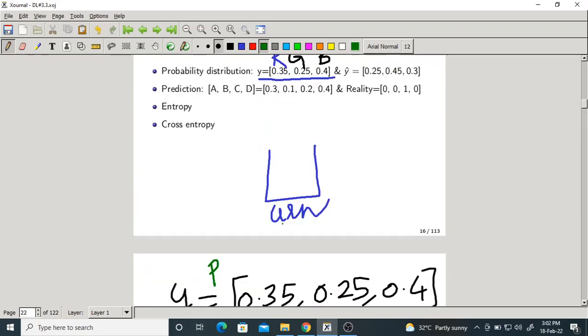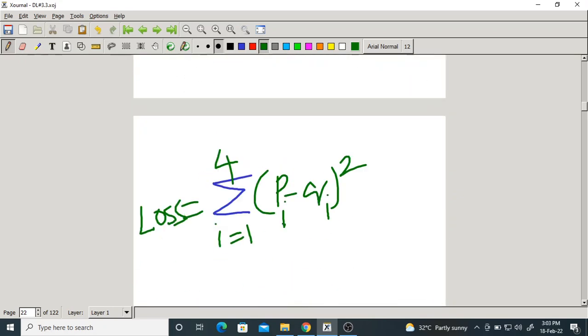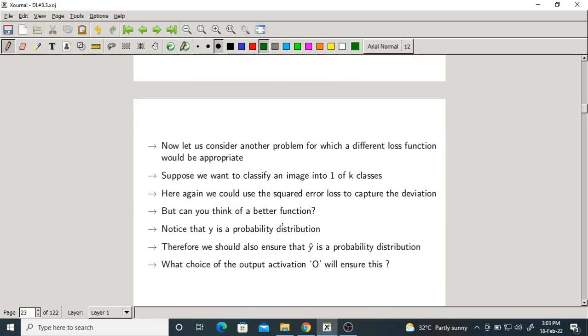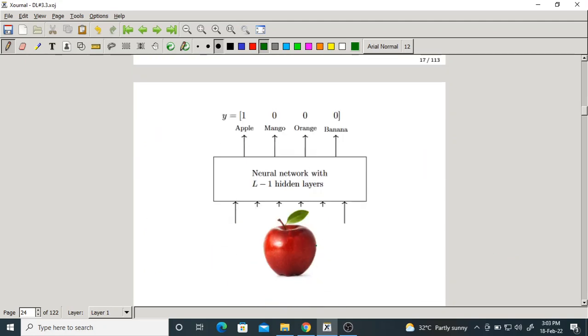Now let us take one more example: the classification problem. What is that? We have to classify an image into one of k classes. What are they? Now this is the classification problem. We have to classify this image into one of the k classes.